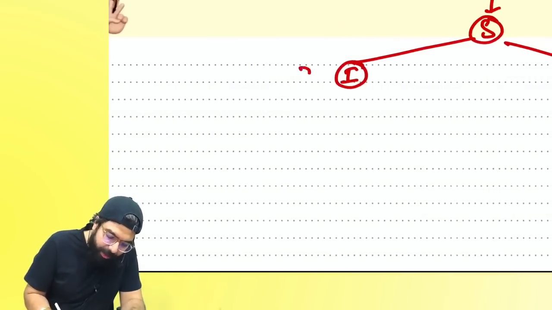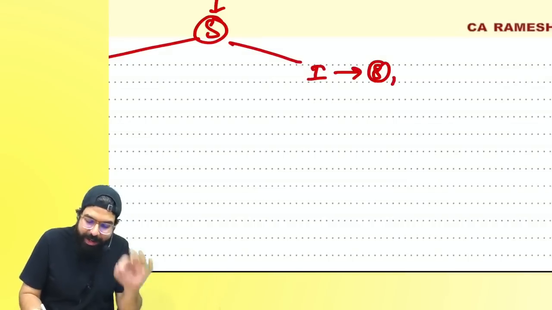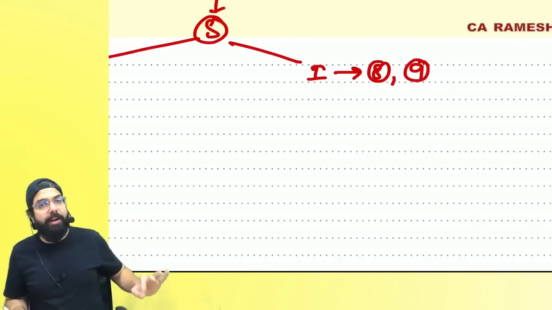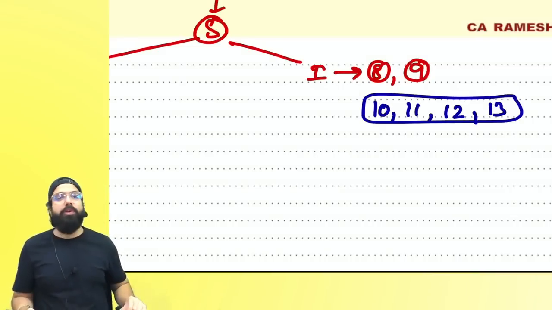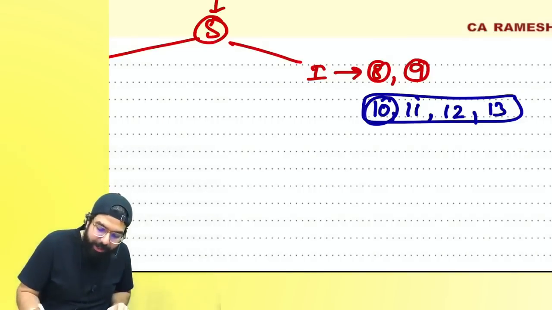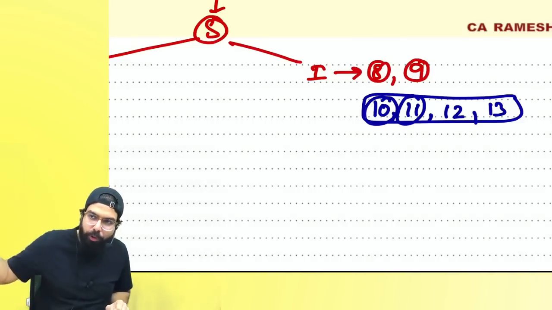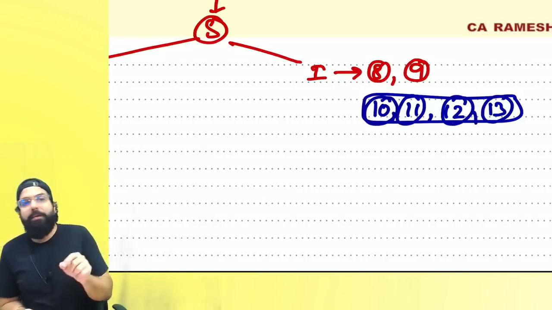Interstate supply, section number 7 of the IGST Act. Intrastate, section number 8. Section number 9 told about territorial waters of India. Now you have section number 10, 11, 12, 13 of the IGST Act, which basically talks about place of supply. Section number 10 and 11 talk about place of supply with respect to goods. Place of supply with respect to service is told by section number 12 and 13.